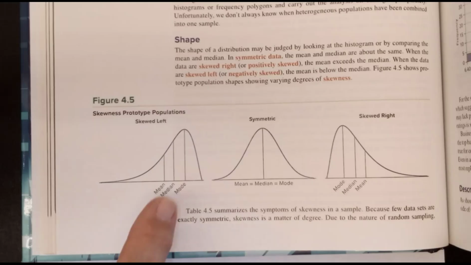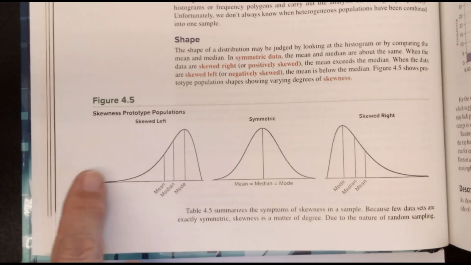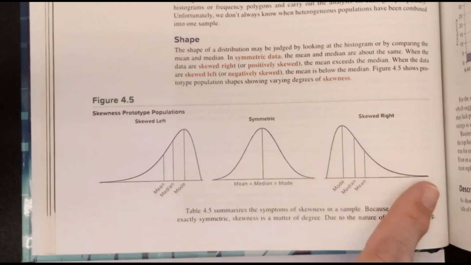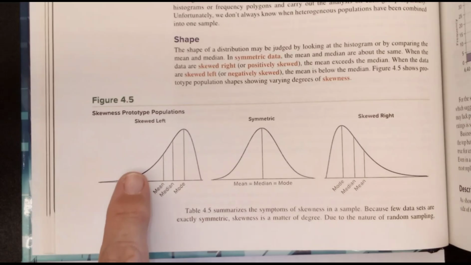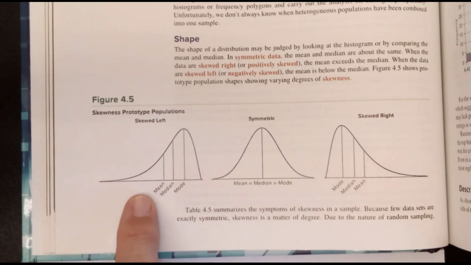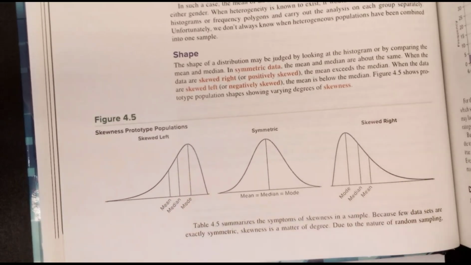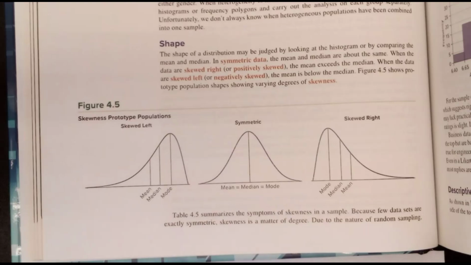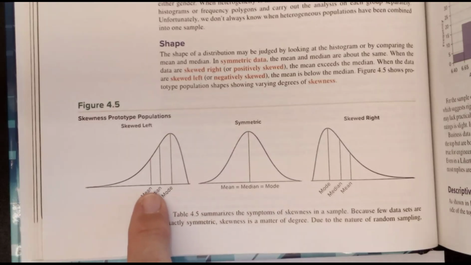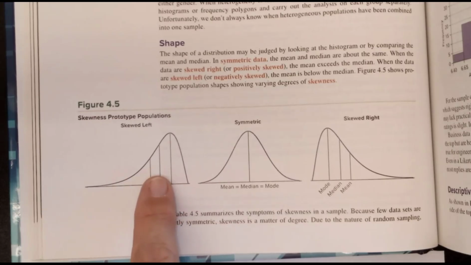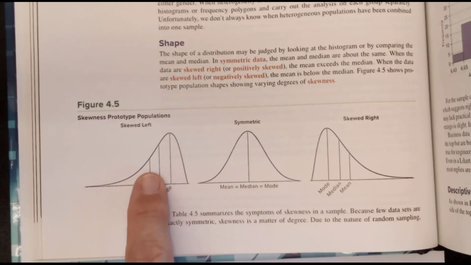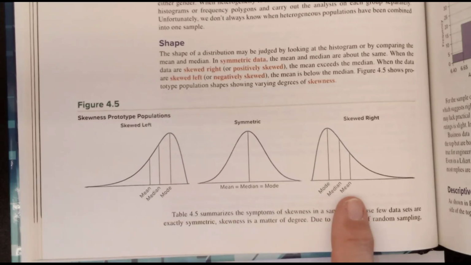And this one here on the left, the long tail goes out to the left. On the right, the long tail goes out to the right. So this is a skewed left set of data, and this is a skewed right sort of data. But notice what happens. Because of that tail, that pulls the median above the mean. The mean is sensitive to that tail, so the mean gets pulled down if it's skewed left. If it's skewed right, the mean gets pulled up.